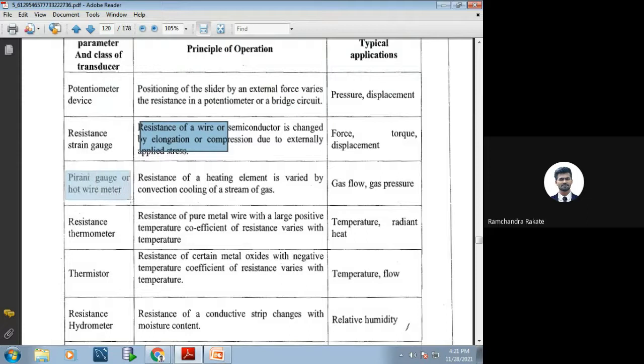Now, Pirani gauge or hot wire meter. The resistance of a heating element is varied by convection cooling by a stream of gas. This is the mechanical part, gas flow and gas pressure. Next we have the resistance thermometer. In the resistance thermometer, the resistance of a pure metal wire with a large positive temperature coefficient of resistance varies with temperature. So temperature, radiant heat, correct? Apart from that, yes, can anyone read the next one?